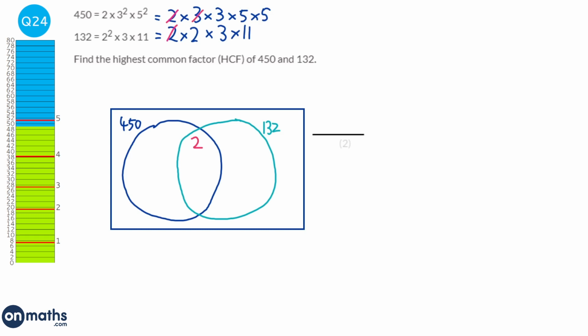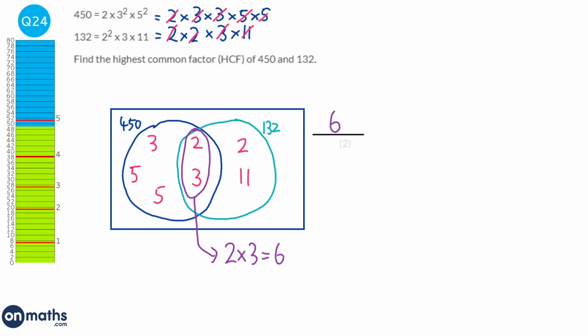We can see they both have a 3 in them. So cross those 3's out and put 3 in the middle. And then 450 has a 3, a 5 and a 5. And 132 has the 2 and the 11. So to find the highest common factor, as I said, you multiply all the numbers that are in the middle. And so the highest common factor will be 6.